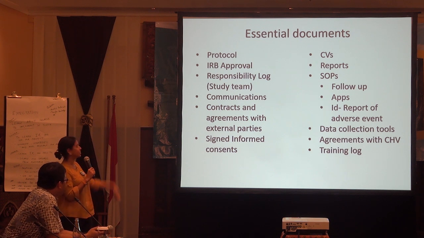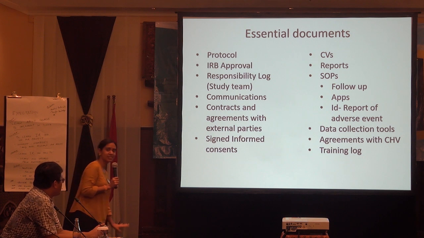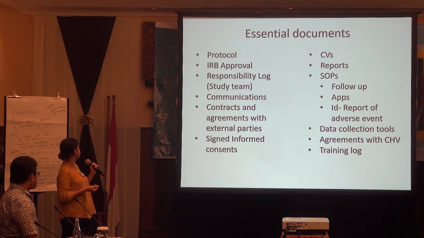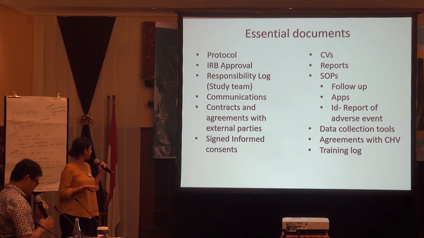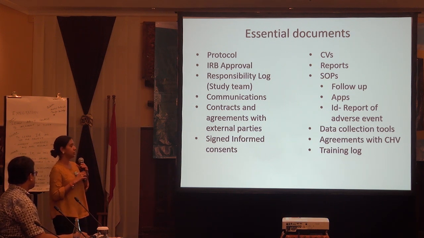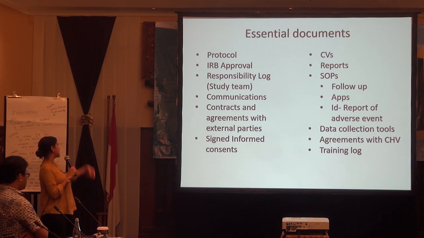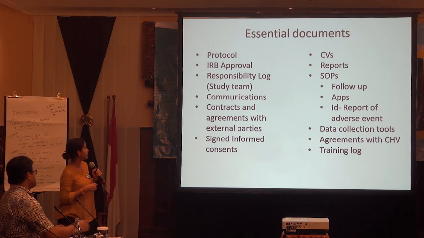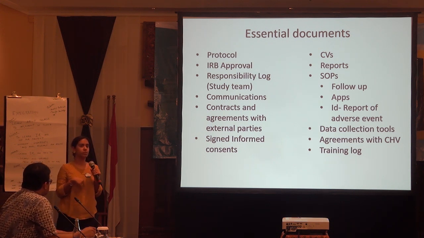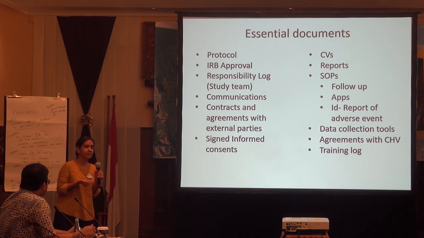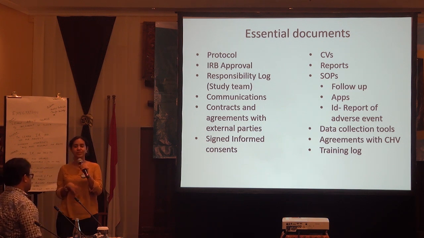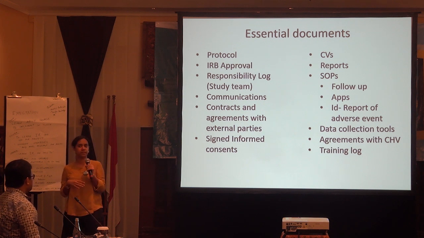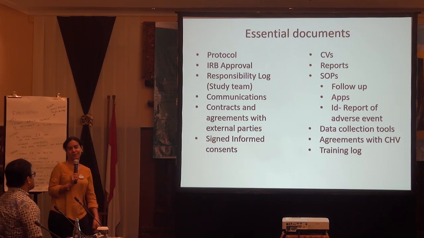So we have in our list of essential documents, more or less some of the ones already mentioned: the protocol, the IRB approvals. We have a log of responsibilities for all the study team, the communications in general, the contracts and the agreements we have with external parties because we have a lot. The informed consent forms and the signed informed consents, the CVs, the reports, SOPs, the data collection tools. I think here it is a very generic term, but we will have some paper forms. For the data that is collected directly in the apps, it will be only in the database. So that's maybe one of the differences that we might have. We might have some paper forms, but probably most of the documents would be in the app, so it would go straight to the database.